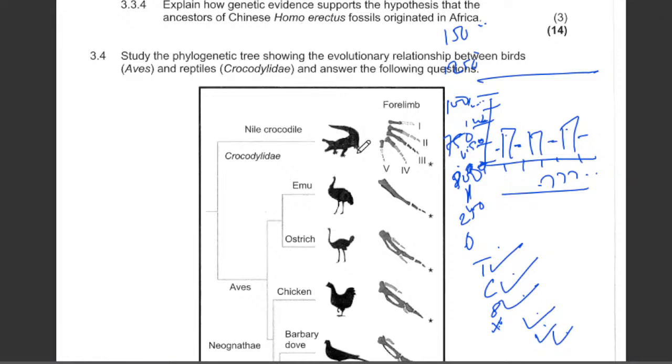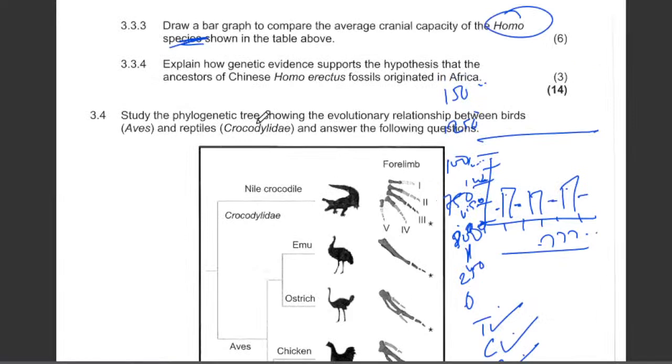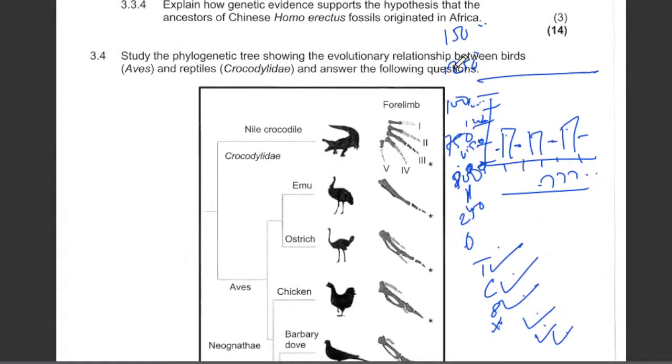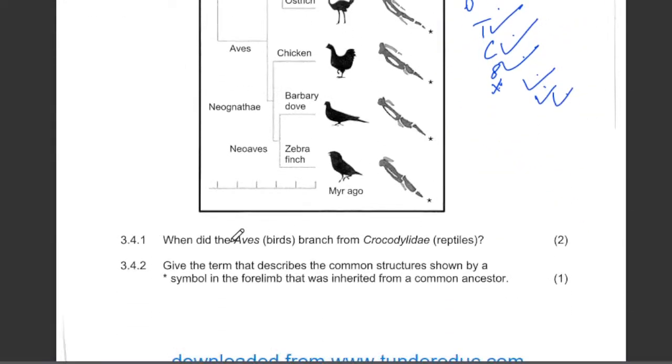Yes. So the next question is saying study the phylogenetic tree. I was clear yesterday when I was explaining this. Study the phylogenetic tree showing the evolutionary relationship between the birds, these are the birds, the aves and the crocodiles. Answer the following questions.